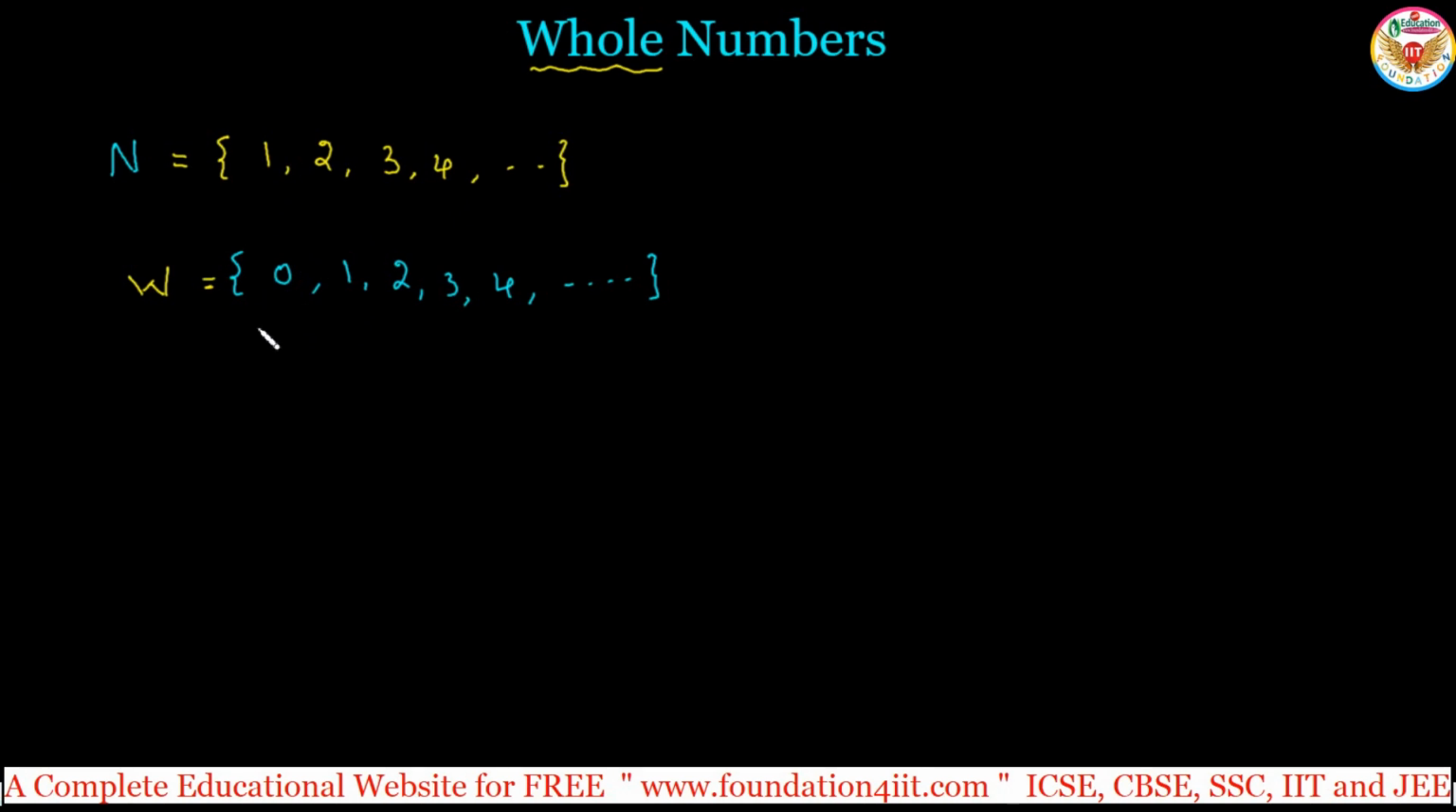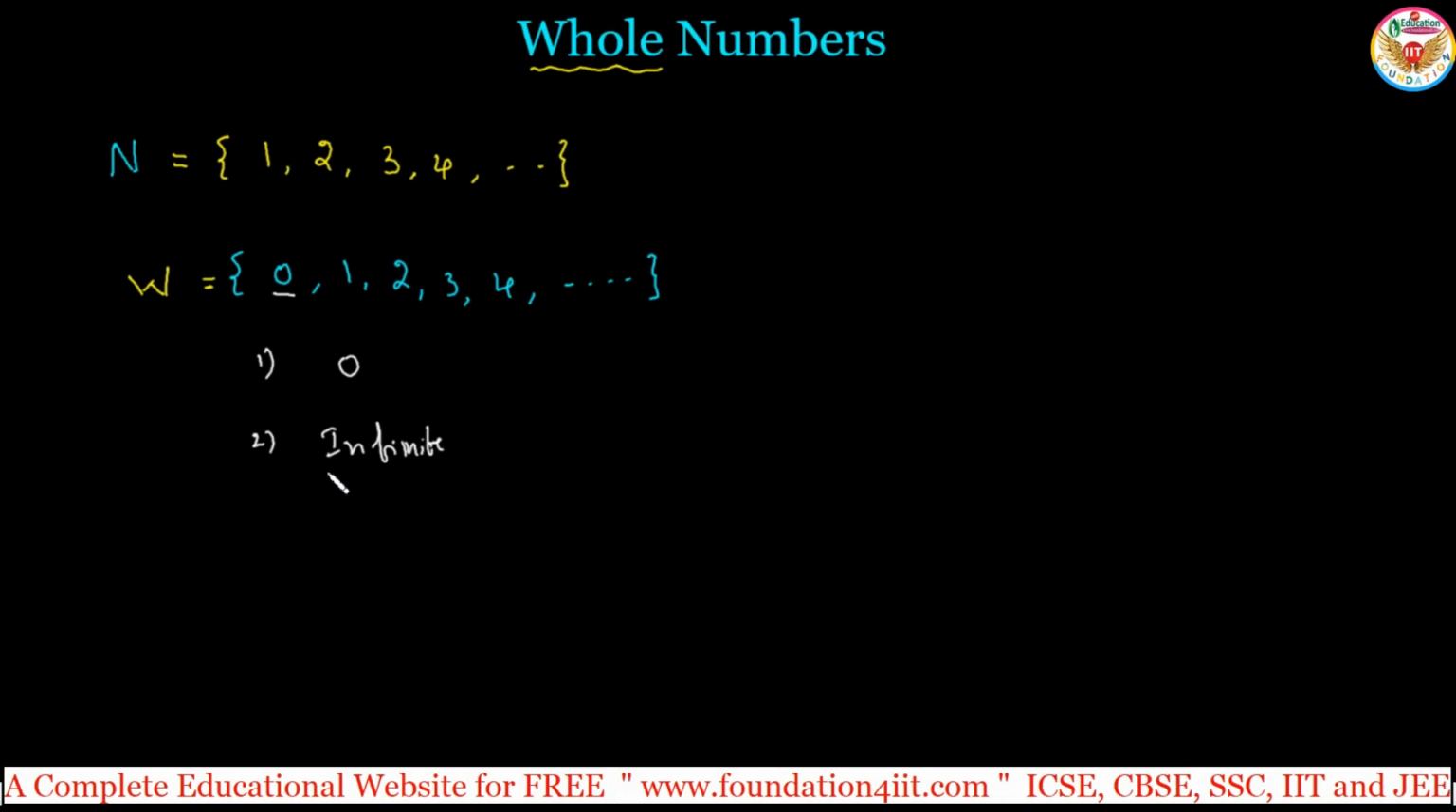When you see the properties for this one, the first and smallest whole number is 0. And the last number in the whole numbers is not obtained because it is infinite. Just like natural numbers, whole numbers are also infinite.